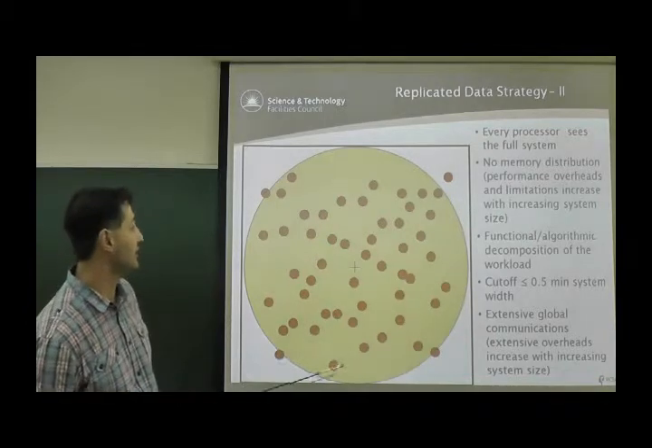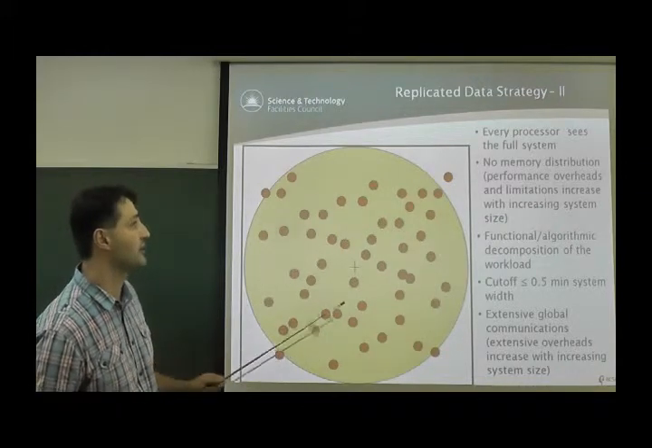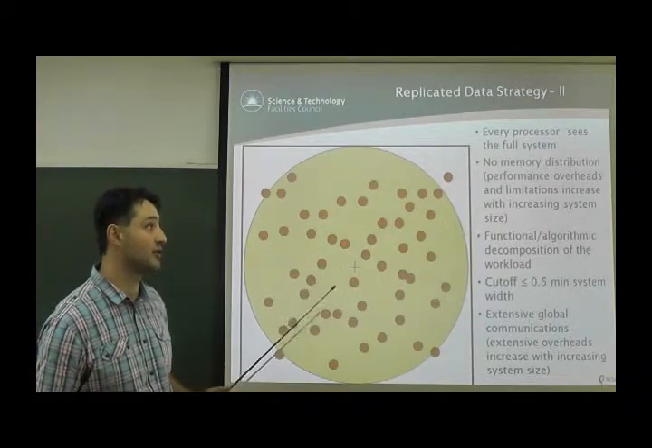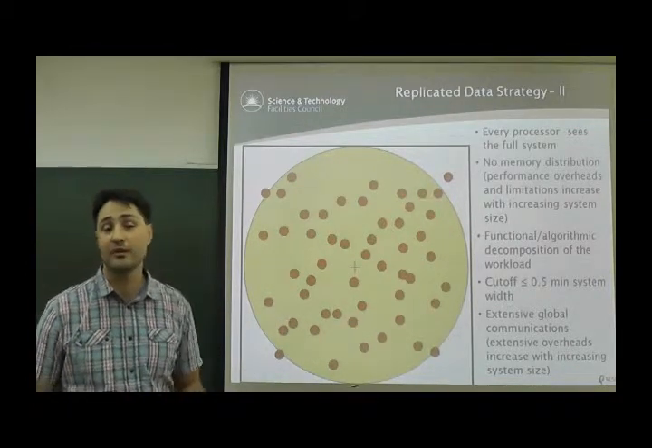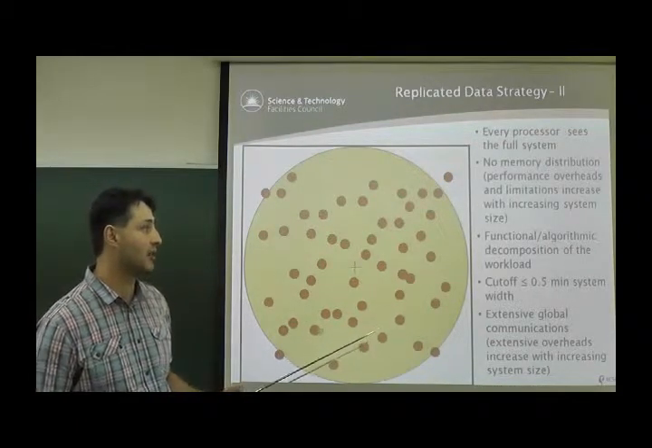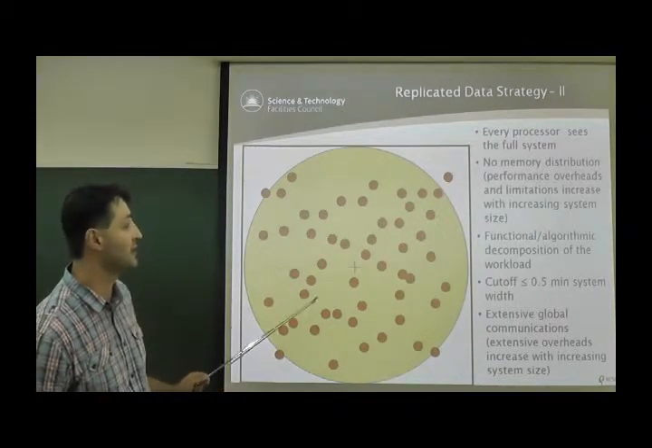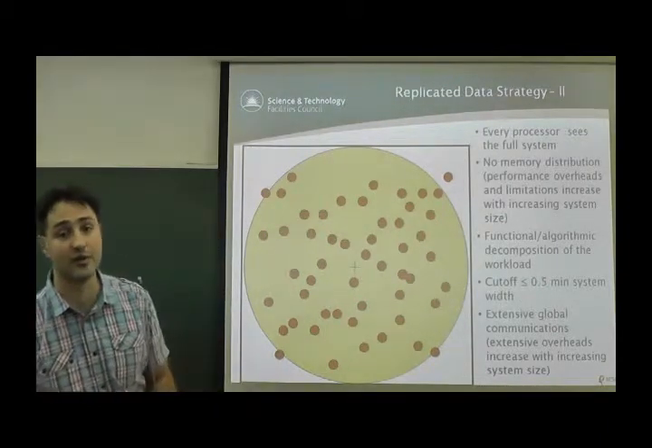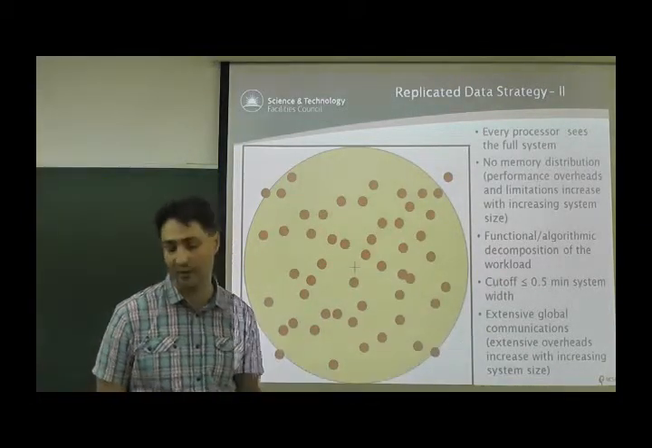And this is described in this slide. So if the system is represented by this box, every processor sees the full system, so there is no memory distribution. There are performance overheads due to that and limitations when increasing the system size. And the decomposition of the interactions is always functional, so it depends on some algorithmic division. Of course, one of the beautiful things about this scheme is that your cutoff can be as big as the half cell width, which is not the case for the domain decomposition strategy. And of course, when we go to very large processor counts, we will suffer extensive global communication.